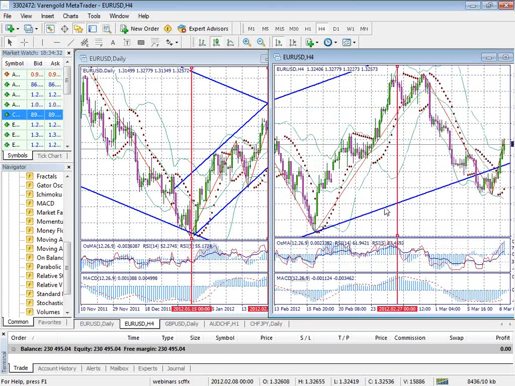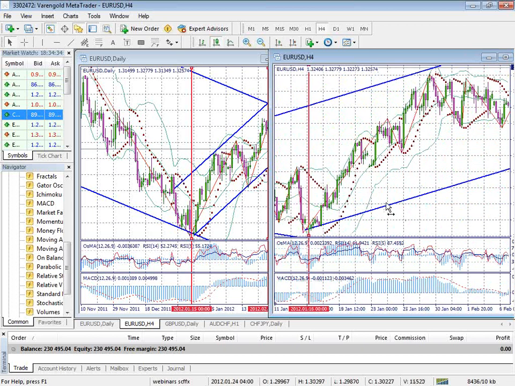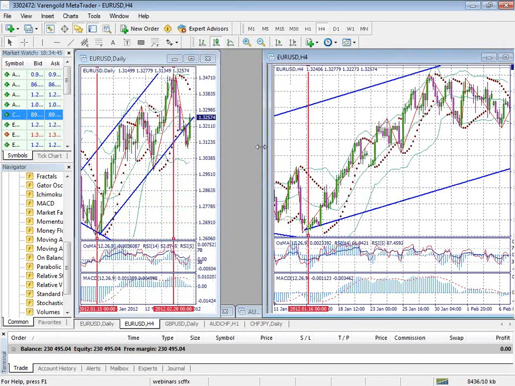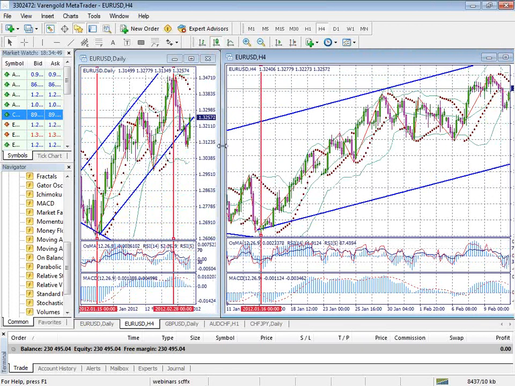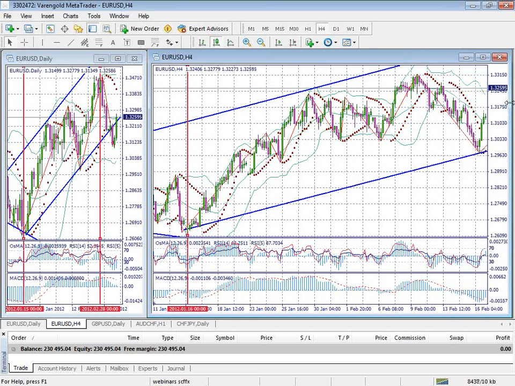So let's see what is happening. I will make the daily chart smaller, and I need a little bit more space for our chart. Okay, I will close Market Watch. A great idea: if we close Market Watch and Navigator, we have a better view. Thank you.